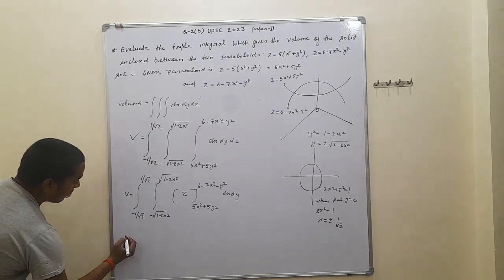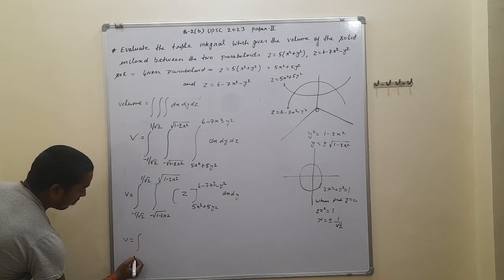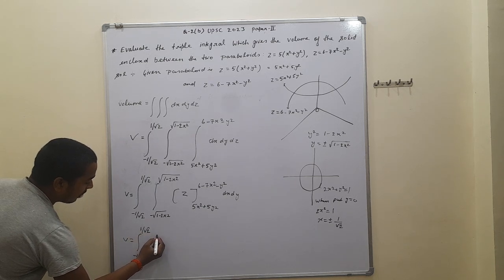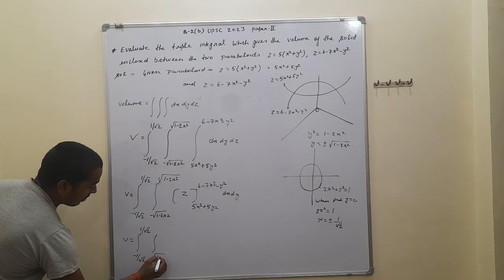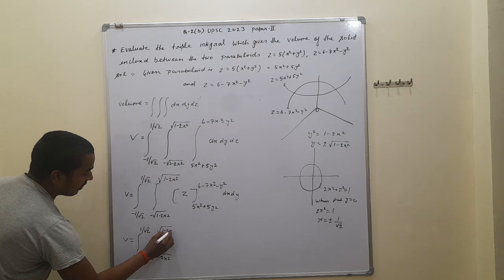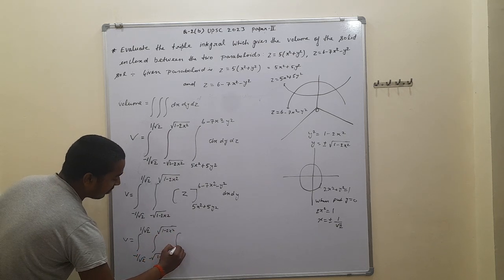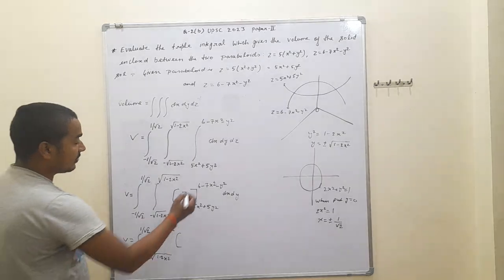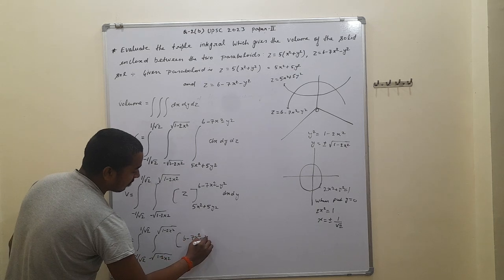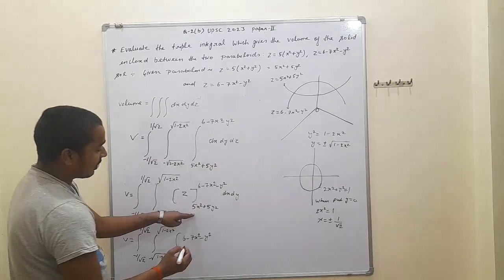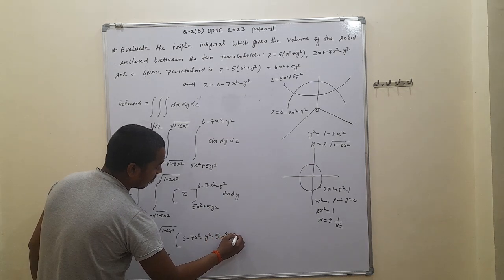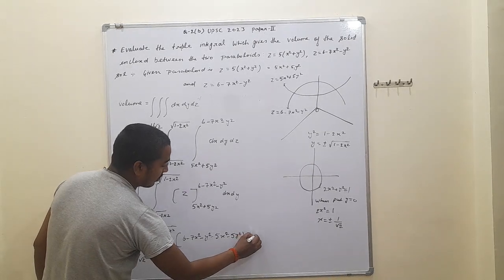We have to further solve. Volume is equal to the integral from minus 1 by root 2 to plus 1 by root 2, and minus under root 1 minus 2x square to plus under root 1 minus 2x square. Applying the limits, first we apply the upper limit, that is 6 minus 7x square minus y square. Then we apply the lower limit, that is minus 5x square and minus 5y square, dx dy.